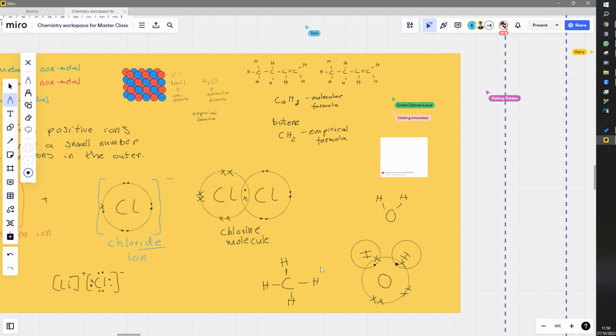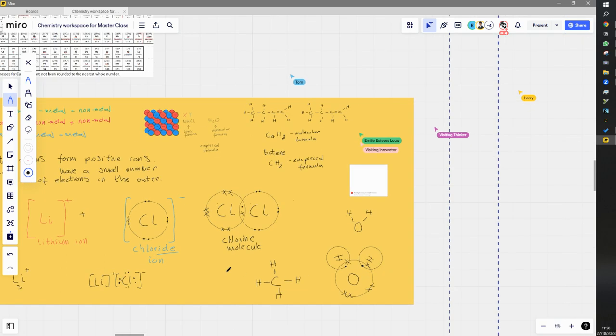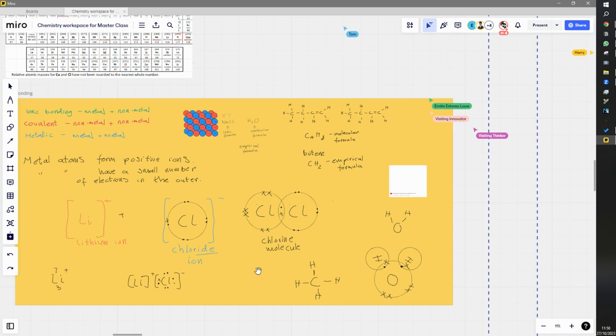So this is what we mean by sharing. They orbit the entire molecule. Okay, so that's covalent molecules.